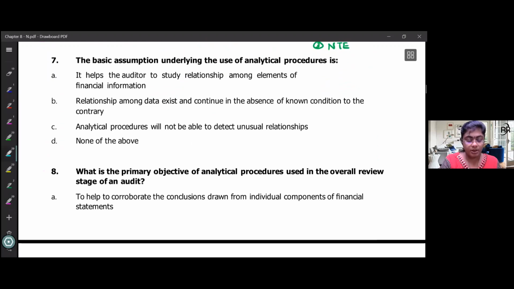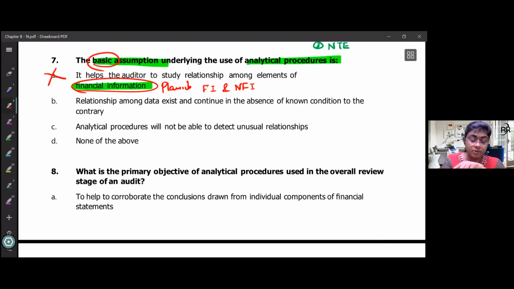Next one. The basic assumption underlying use of analytical procedure. They are asking the basic assumption while using analytical procedure. A, it helps the auditor to study relationship among the elements of financial information. See, the basic assumption of analytical is to see plausible relationship between financial and non-financial. Here they say only financial. So that's not the answer.